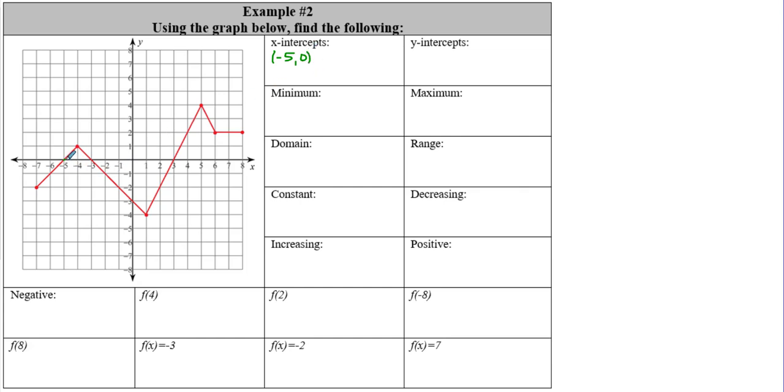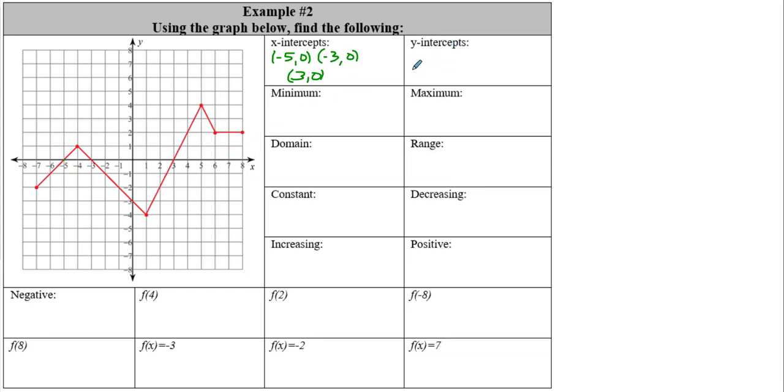Okay, and then going forward, we also have one at (-3, 0). Remember, it's okay to have more than one. And then going to the right more, we also have one at (3, 0). Okay, so not too bad. These are easy to find.